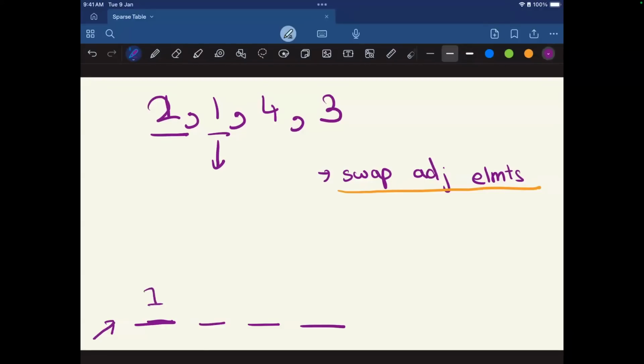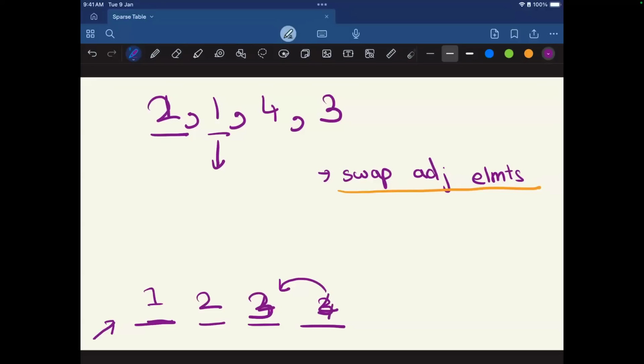1, 2. And why did this happen? Because 1 was smaller than 2. Now we will introduce 4. You can see that the array is already sorted. So we'll introduce 3. You can notice that 3 is smaller than 4. So we will need to swap these two. So we will swap 3 and 4 and our array becomes 1, 2, 3, 4.